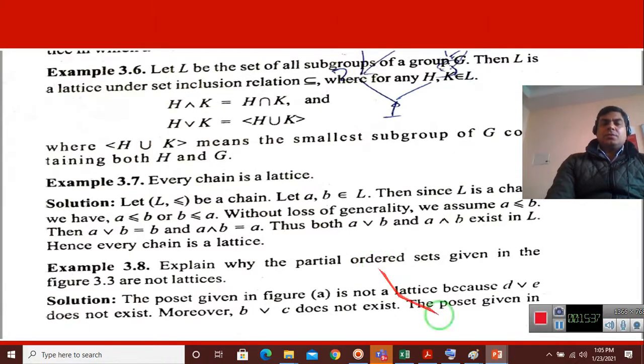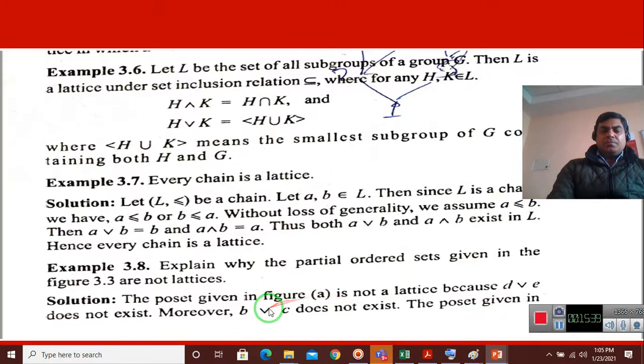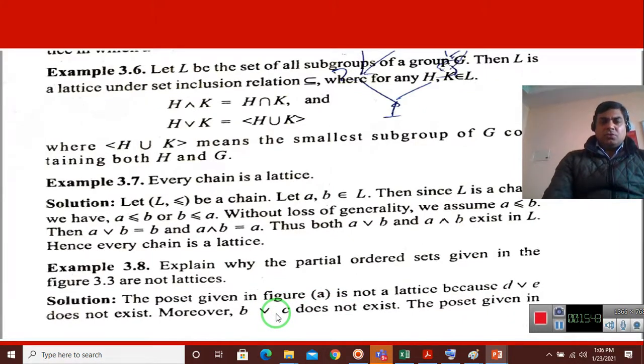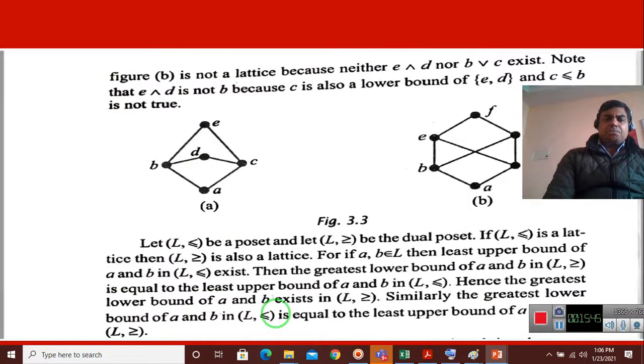Okay, infimum, supremum doesn't exist. More B and C, because we can compare these two, B and D or D and C. Okay, so B and C having the supremum E, but D and E doesn't have any supremum.